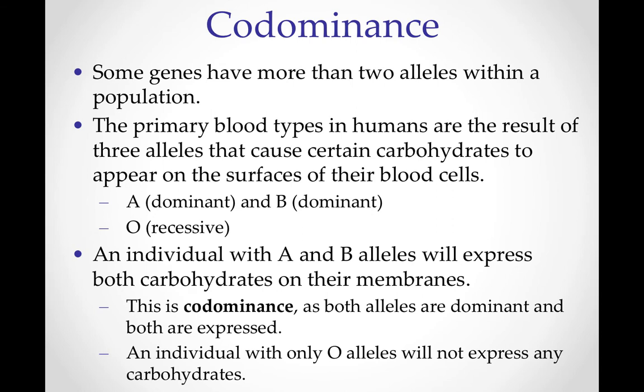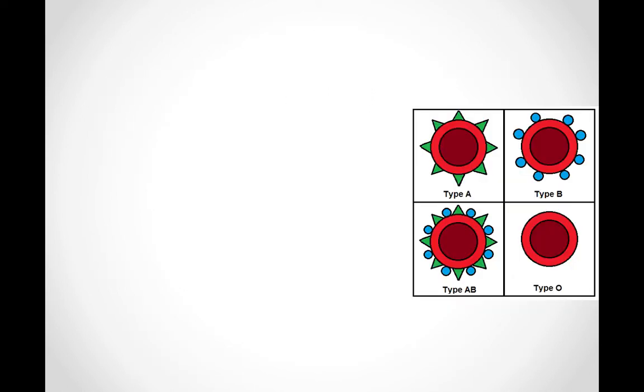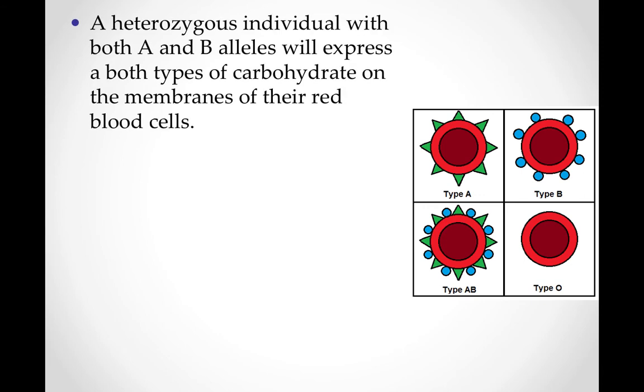An individual with only O alleles will not express any carbohydrates, so they have no carbohydrate markers on the cell membranes. A heterozygous individual with both A and B alleles will express both types of carbohydrates on the membrane of their red blood cells. So type A has green spikes, type B has blue circles. If you are AB, you have both. If you are O, you have none.